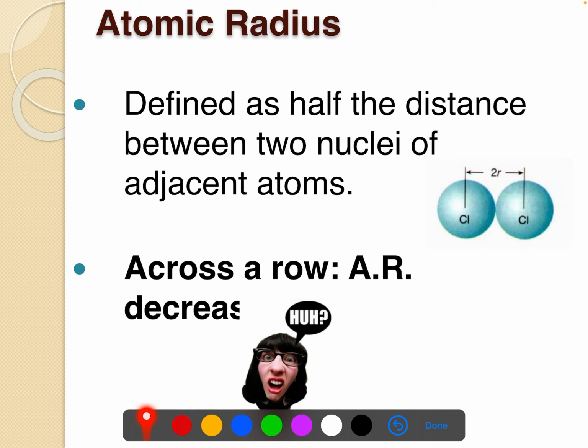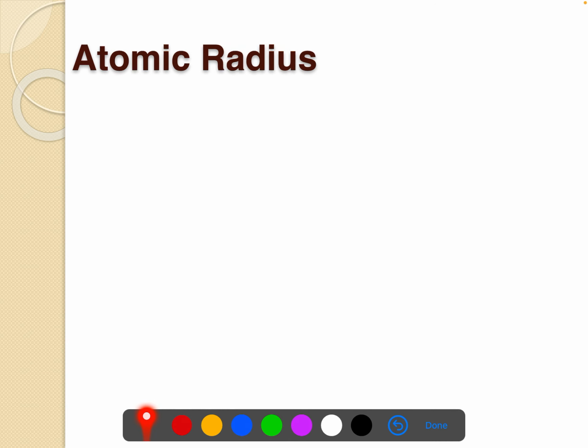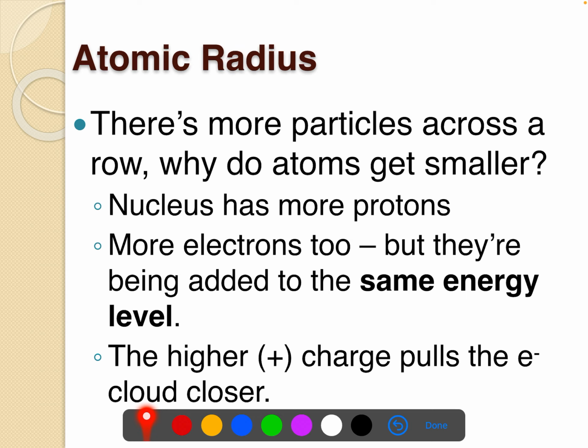Across a row on the periodic table, atomic radius decreases. Now, this doesn't actually sound like what should happen, because as you move across the row, from lithium over to chlorine, you would think atoms get bigger. They get more protons, so you would think the atoms get bigger, but that's not actually what happens. There are more particles, more neutrons, more protons across the row. Why do the atoms get smaller?